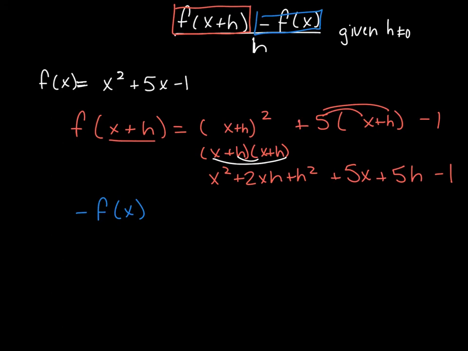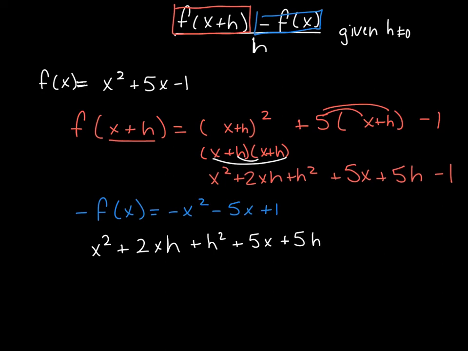All right, so then the next portion is just the opposite of the function. I go back to my original function, which is x squared plus 5x minus 1. And the opposite of that just means I change all of those signs. So that gives me a negative x squared minus 5x plus 1. Now I take all of that and put it all over the denominator, which is h. So it gets a little bit long here, but it's all right. Just go slow and make sure you copy everything down correctly. So that's x squared plus 2xh plus h squared plus 5x plus 5h minus 1.